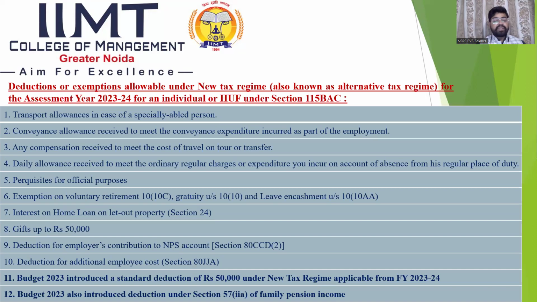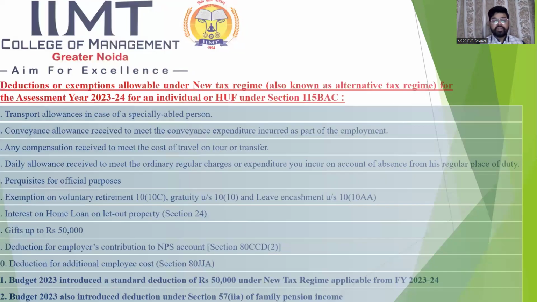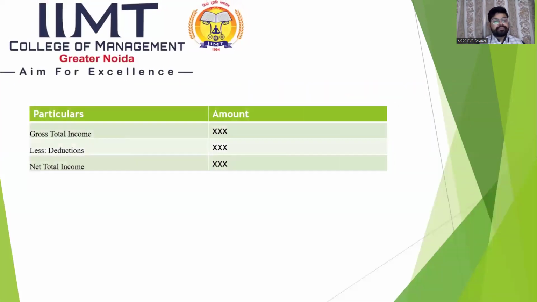Number 11 is added by the new tax regime. Budget 2023 introduces a standard deduction of rupees 50,000 under the new tax regime, applicable for financial year 2023-24, in lieu of the deductions 80C to 80U. Budget 2023 also introduced a deduction under section 57 subsection 2(iia) of family pension income, in lieu of the deductions 80C to 80U.